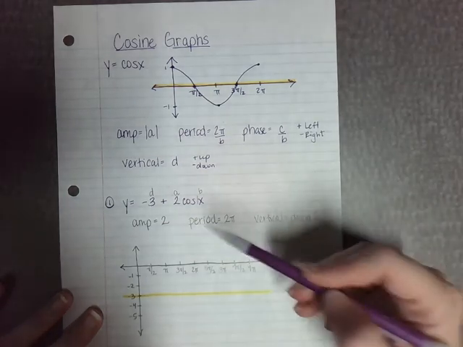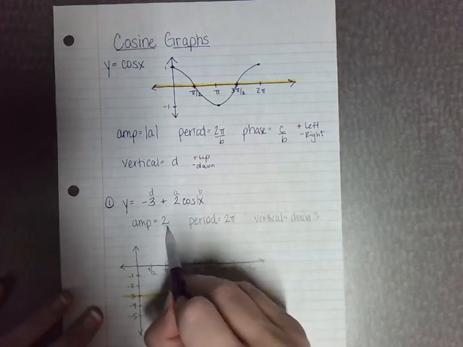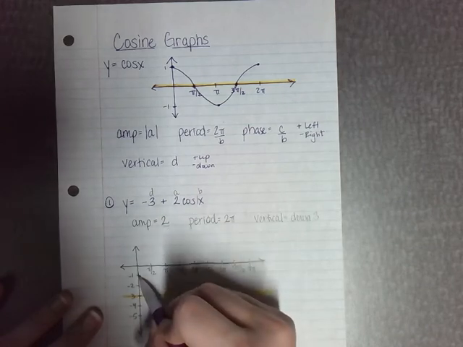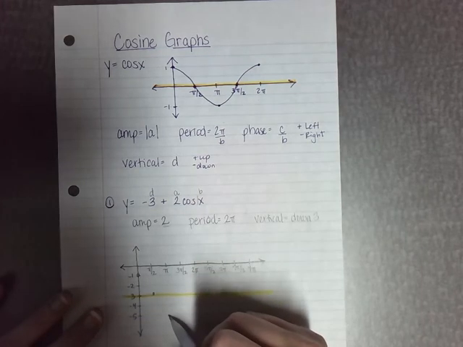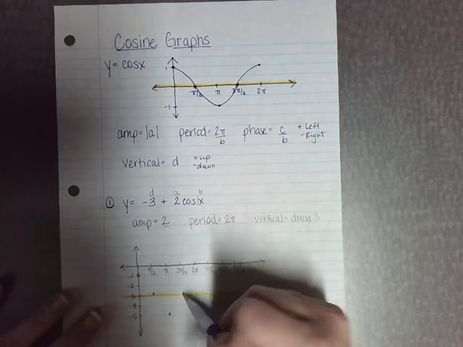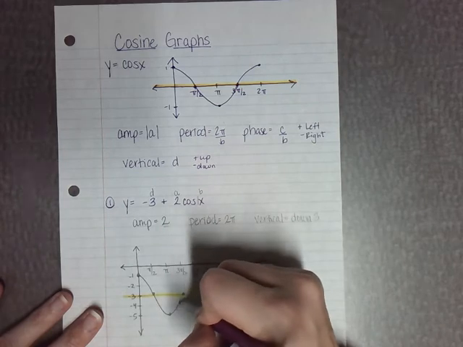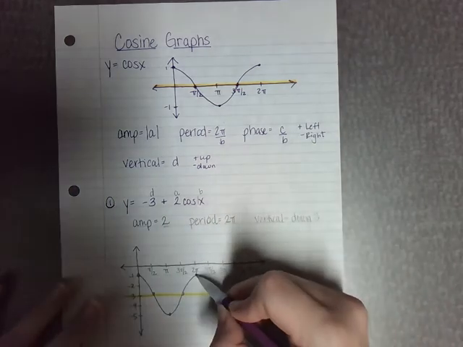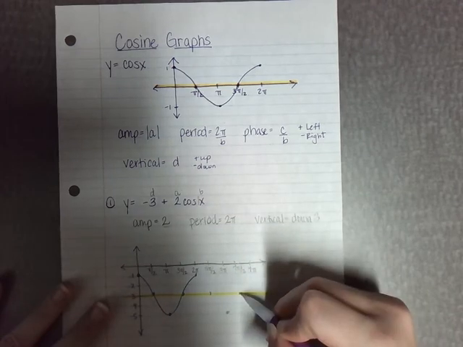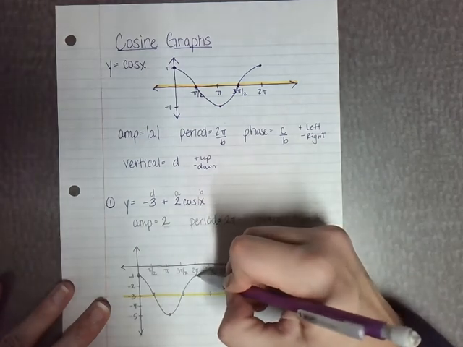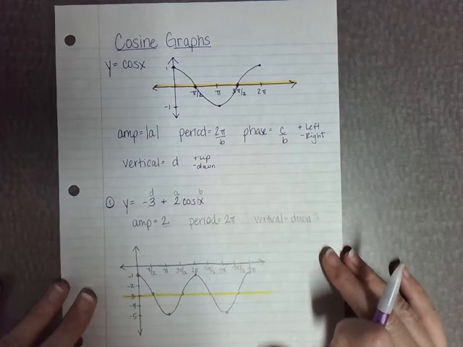Okay, remember cosine starts above the midline. So if our midline's here and we have an amplitude of 2, we have to start 2 above our midline. So we're going to start up here at -1. Then we're going to hit the midline. Then we're going to go 2 below, hit the midline, 2 above. All right, that's your first period. Then we're going to do all that again. We're above, so now we're going to hit the midline, 2 below, hit the midline, and then 2 above. And that would be your 2 full periods.